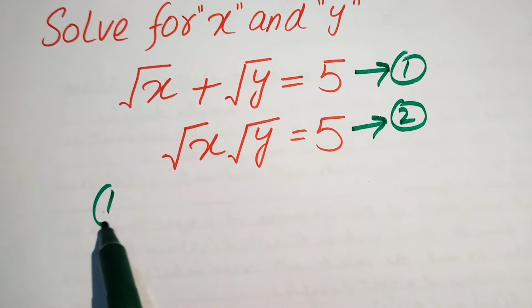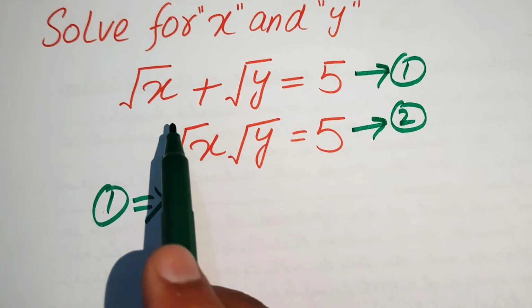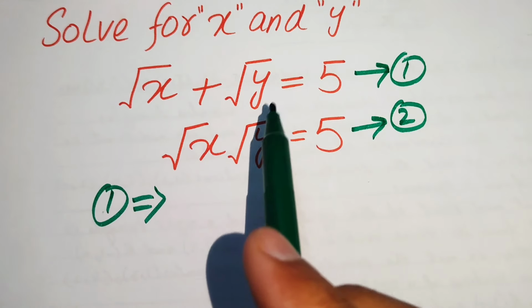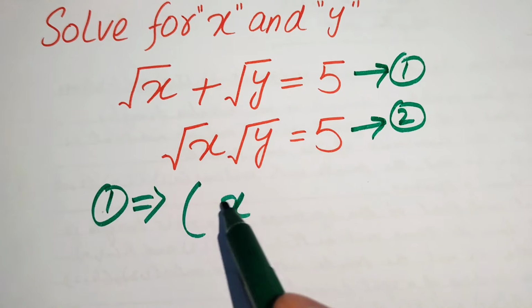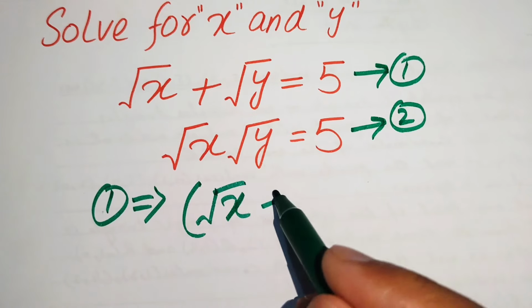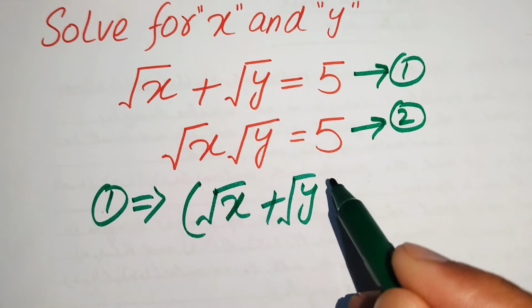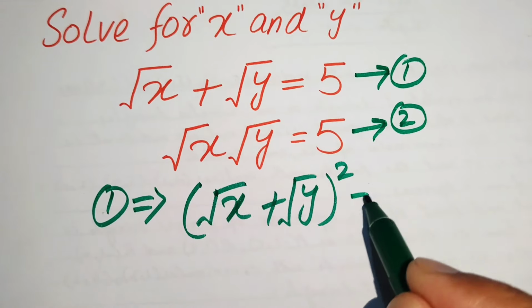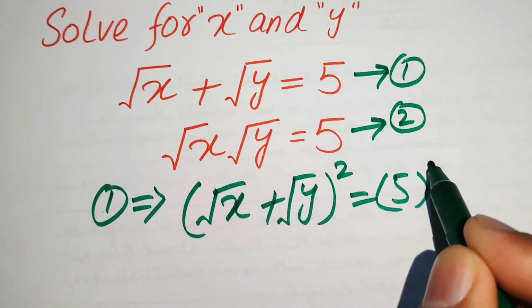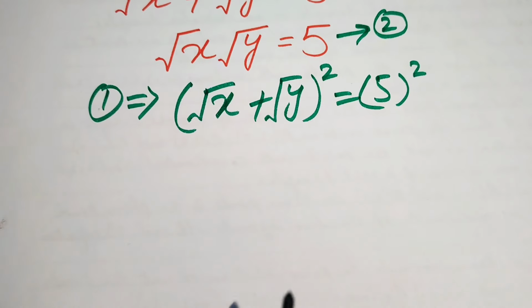So here first we focus on equation number 1, and in equation number 1 we need to take the square on both sides of this equation, and it is written as square root of x plus square root of y, whole square, equals 5 square. So here we need the nice square identity, and you know about this identity.